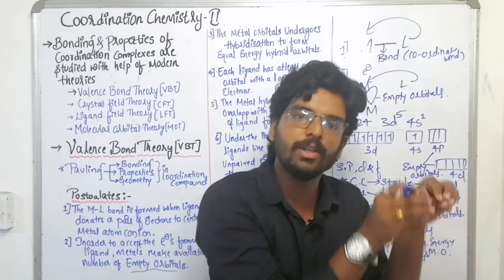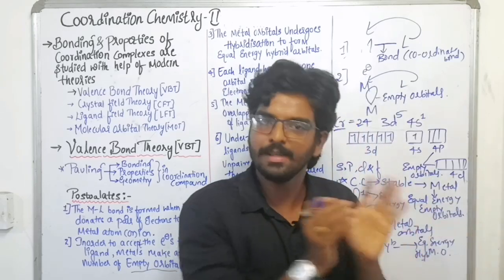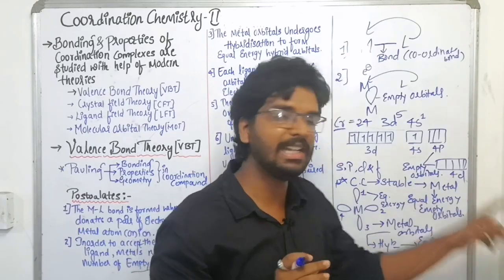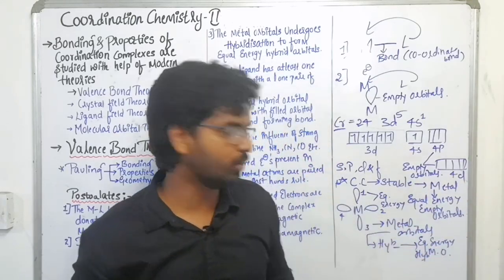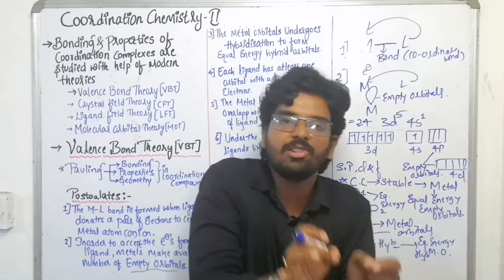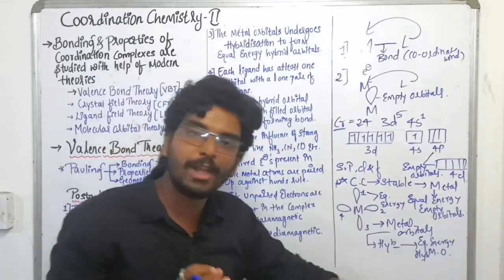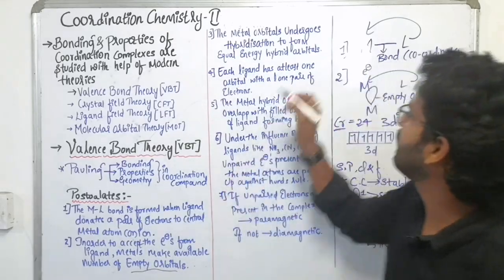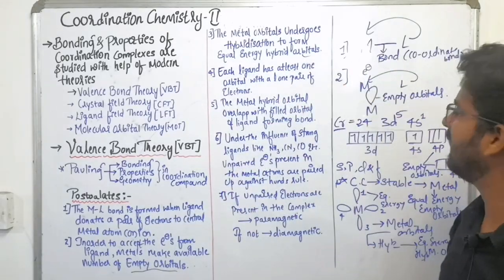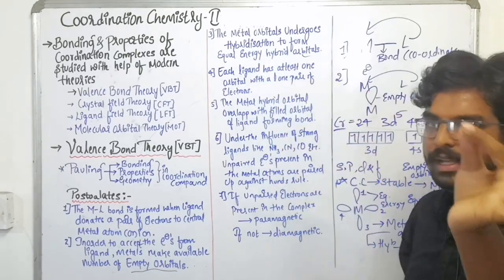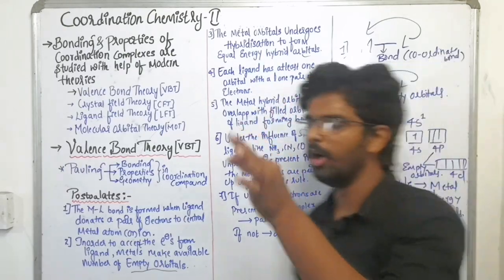Hybridization. Now, why are they undergoing hybridization, if anyone asks you? Very simple thing. A coordination compound will be stable when the metal carries what? Equal energy empty orbitals. So in order to achieve the equal energy empty orbitals, our metal orbitals are undergoing what? Hybridization. That's the third point of the postulate. He says that the metal orbitals undergo hybridization to form equal energy hybrid orbitals.